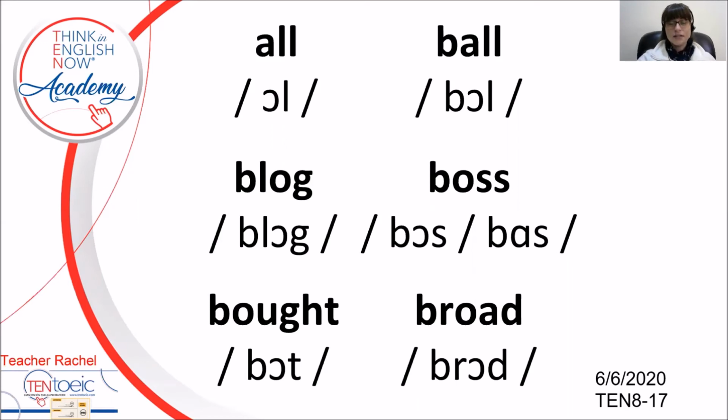Broad. This describes the space. For example, a road. If you're driving on a road, the road can be narrow, or the road can be broad or wide. There's lots of space in the middle. That is broad.